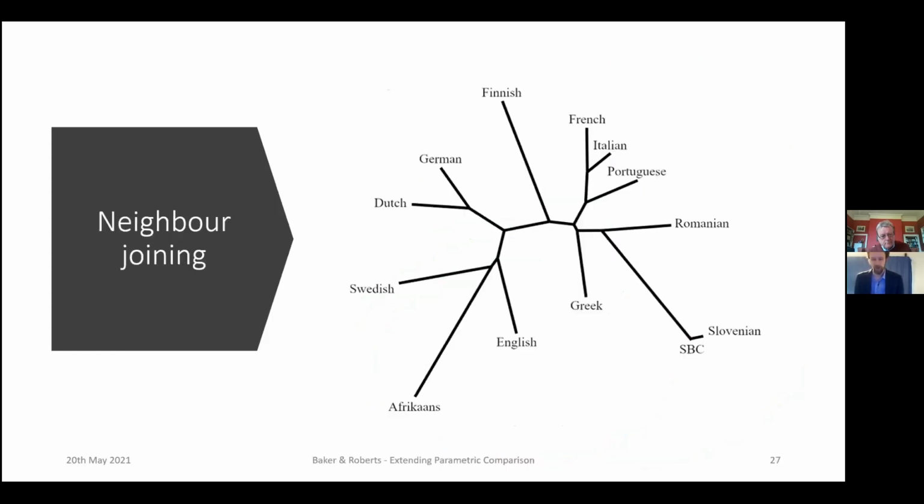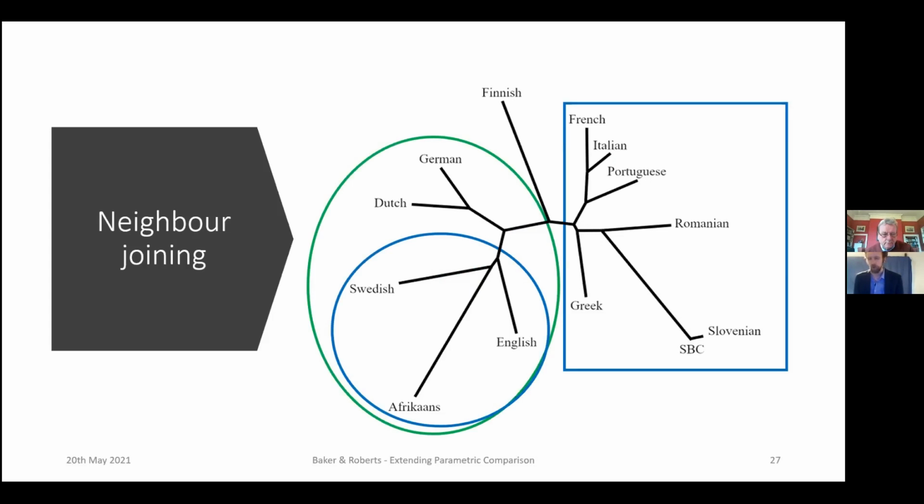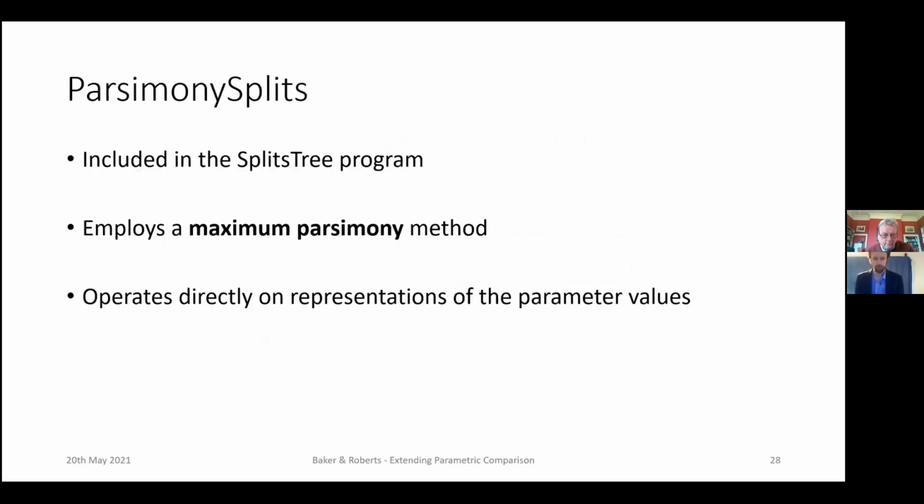And this finally is the neighbor joining algorithm, which actually gives very similar results to Fitch in this case. So grouping the Germanic languages, particularly Swedish, Afrikaans, and English, forming their own clade, grouping the rest of the Indo-European languages together, French, Italian, Portuguese on a branch there, Slovenian and Serbo-Croatian there, and Finnish off on its own.